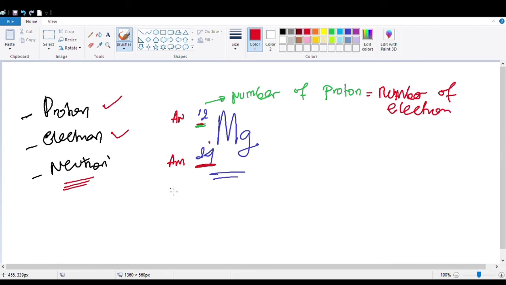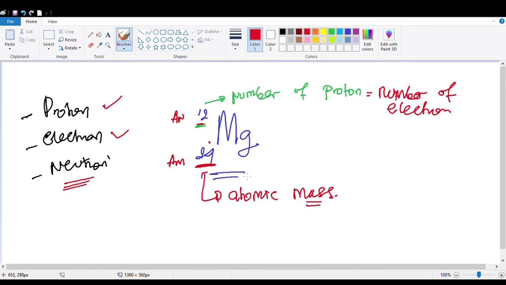So if you see element X, which has number 1 and number 2, it means 1 is the atomic number, and 2 is the atomic mass. Alright, so now, this is the atomic mass. What is the atomic mass?